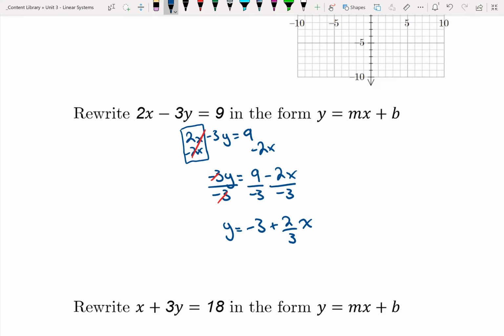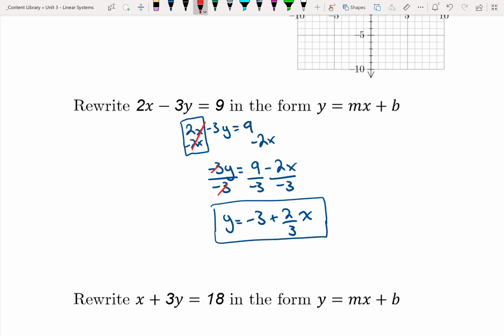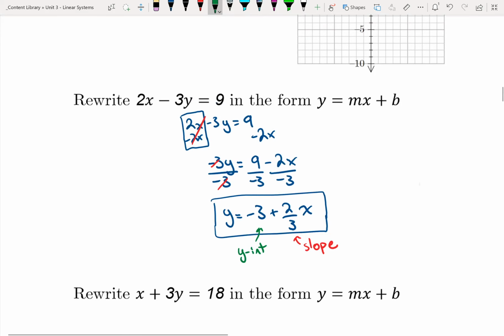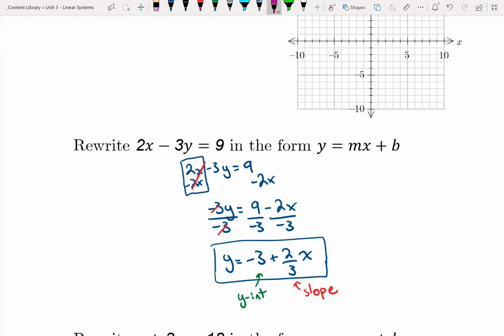So that is now my equation in the y equals mx plus b form. And from this, we should be able to recognize our slope and our y-intercept. So I can go and jump ahead and graph this one right away.